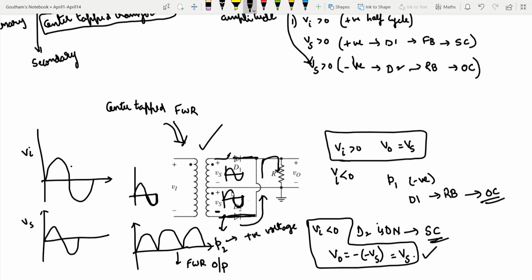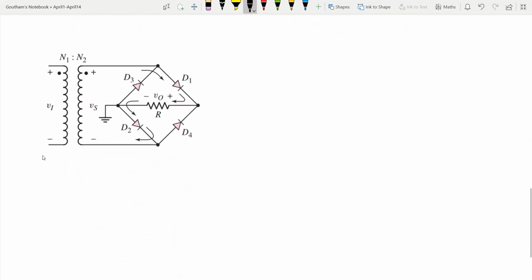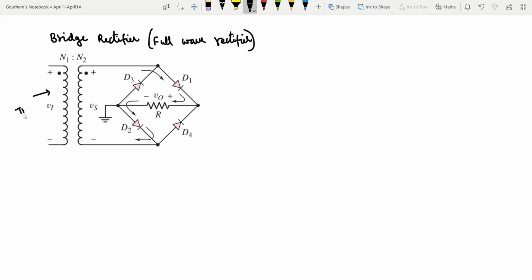So that leads us to the next topic, which is called the bridge rectifier. The circuit diagram that you are seeing below is that of a bridge rectifier. Of course, this is also a full wave rectifier. This is also called a bridge full wave rectifier in some textbooks. Like you see here, this is a normal transformer. You don't have any center tap over here. A normal transformer with a primary winding here and a secondary winding here.